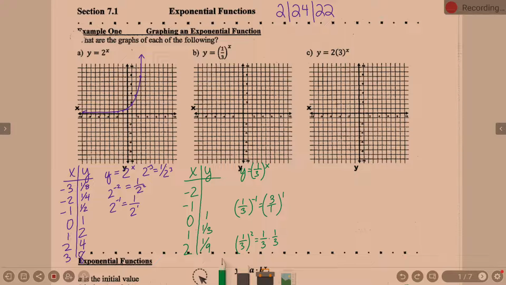In other words, when you have a negative exponent, basically whatever's up top goes to the bottom. Whatever's in the bottom goes on top. You can just take the fraction and flip it. What is 3 over 1 raised to the power of 1? 3, yes, because 3 over 1 is 3. 3 raised to the power of 1 is 3.